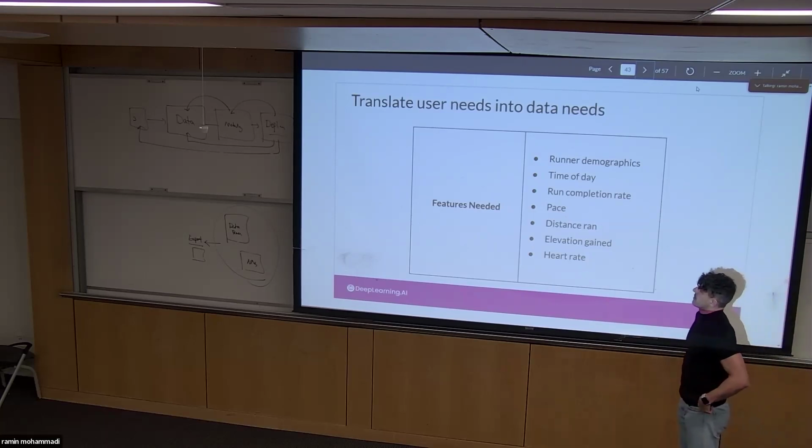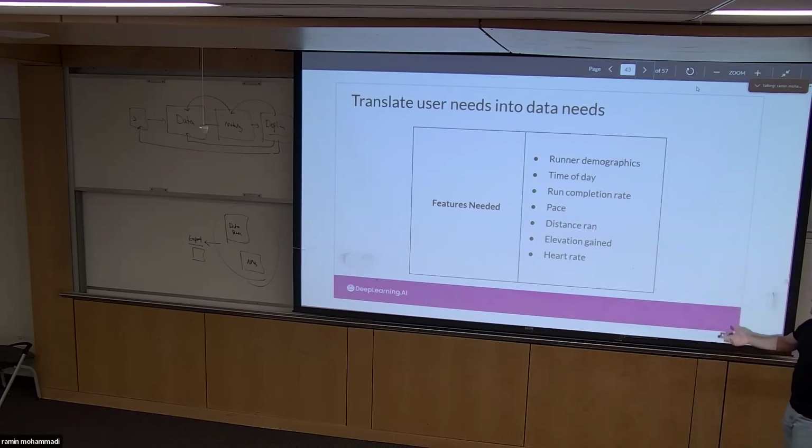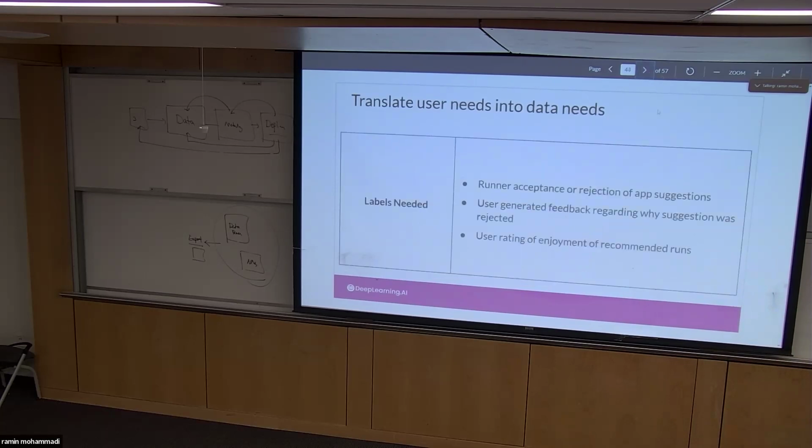From the perspective of features that you need, because again, maybe this is a running app, maybe demographic, time of day, run completion, pace, distance, elevation gain, heart rate, those types of things that you can collect. And again, you have the permission to collect.